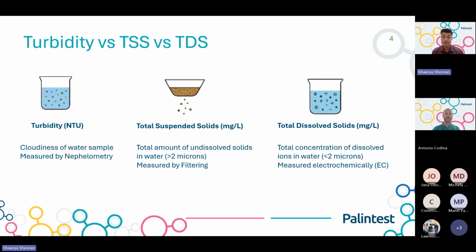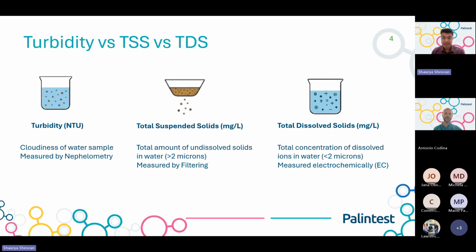However, they do also depend on the particle size, which means you may have water samples with the same level of suspended solids, but they would have different levels of turbidity just because the particle size that is scattering the light is different.